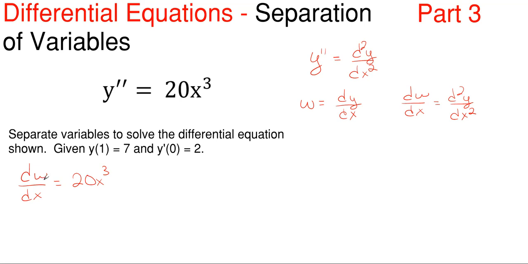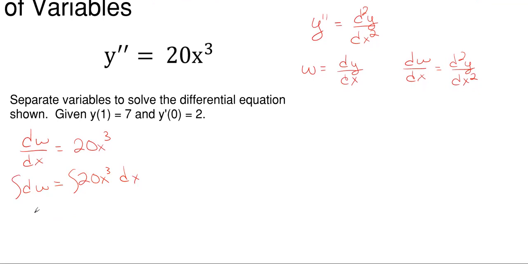All right, so now we are going to separate the variables, rearrange, and get like terms on each side. Taking the dx to the right side, we end up with dw is equal to 20x cubed dx. Now that we have separated the variables, we can integrate both sides.